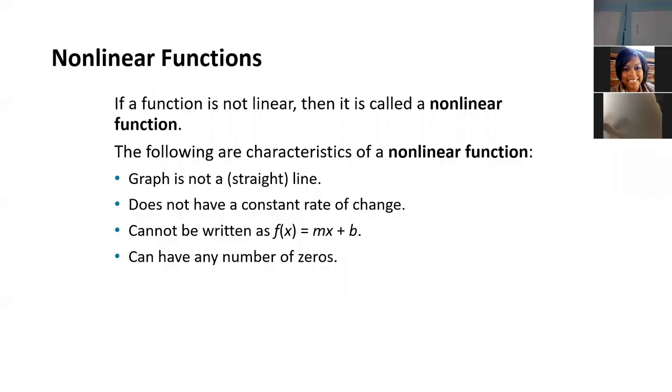A quick review of nonlinear functions. If a function is not linear, then it is called nonlinear. The characteristics of nonlinear functions: the graph is not a straight line, thing number one; it does not have a constant rate of change; it cannot be written in slope-intercept form; and it can have many zeros. That means it can have multiple x-intercepts.